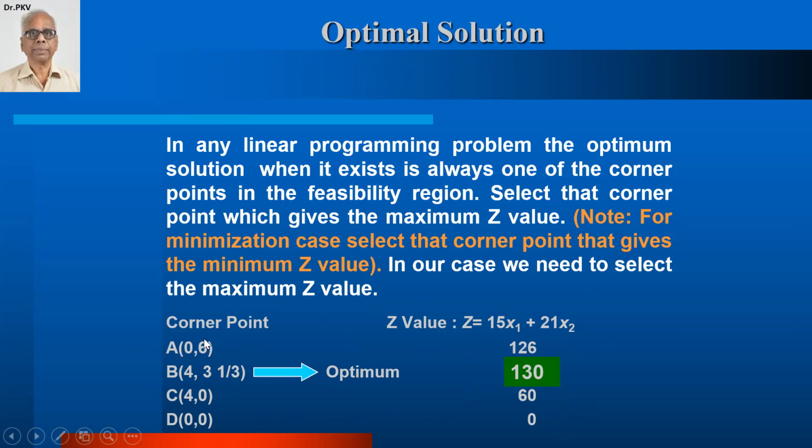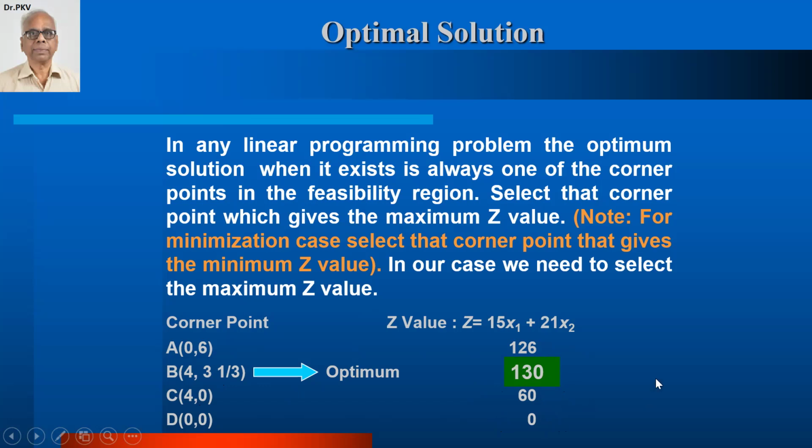And therefore, linear programming theory says the optimum solution is always one of the corner points. There could be multiple optimum solutions in some cases, but the Z value will not change, and it will be given by the corner points. Let's look at it. At A it is 126. At B it is 130. At C it is 60. At D, 0, 0, the value is 0. Therefore, I have marked it here with the green color shade.